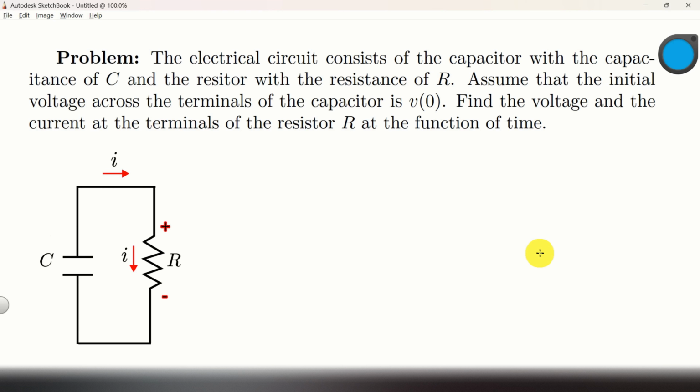In this tutorial, we explain how to compute the natural time response or the initial state response of an RC circuit, or the resistor capacitor circuit. And here is the problem that we will solve in this video tutorial.